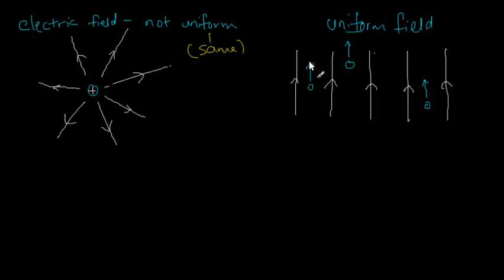So that explains the direction. What about the strength? Since the strength is supposed to be related to the spacing between field lines, if I put a charge here, it will experience a certain force. Now, if I put a charge there, it would experience the same force, just because the spacing between two lines here is the same as the spacing between the two lines there. Likewise for the charge here, the spacing between the adjacent lines is again the same.